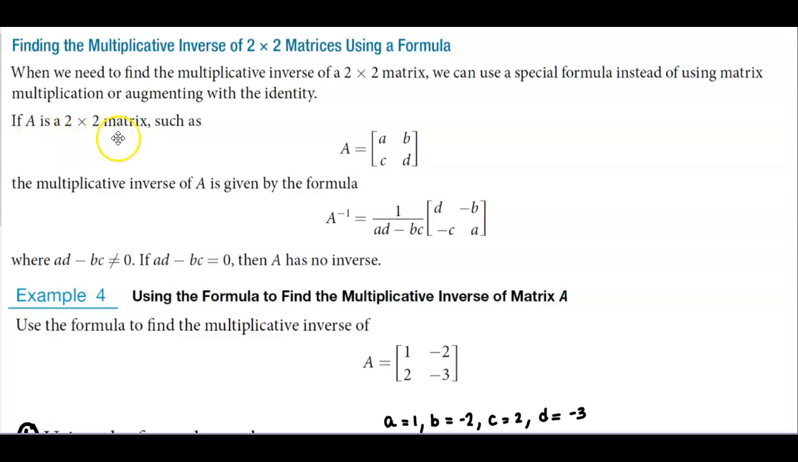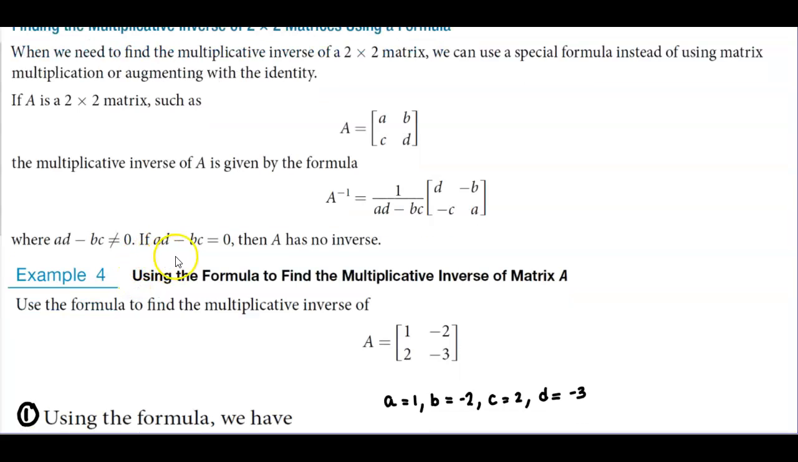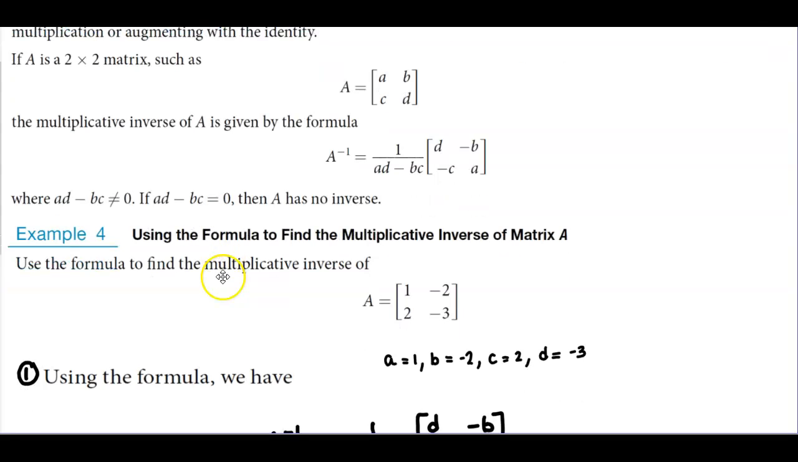If A is a 2 by 2 matrix, such as A equals a, b, c, d, the multiplicative inverse of A is given by the formula: A inverse is equal to 1 over (ad minus bc) times the matrix d, negative b, negative c, a, where ad minus bc cannot equal 0. If ad minus bc is equal to 0, then A has no inverse.